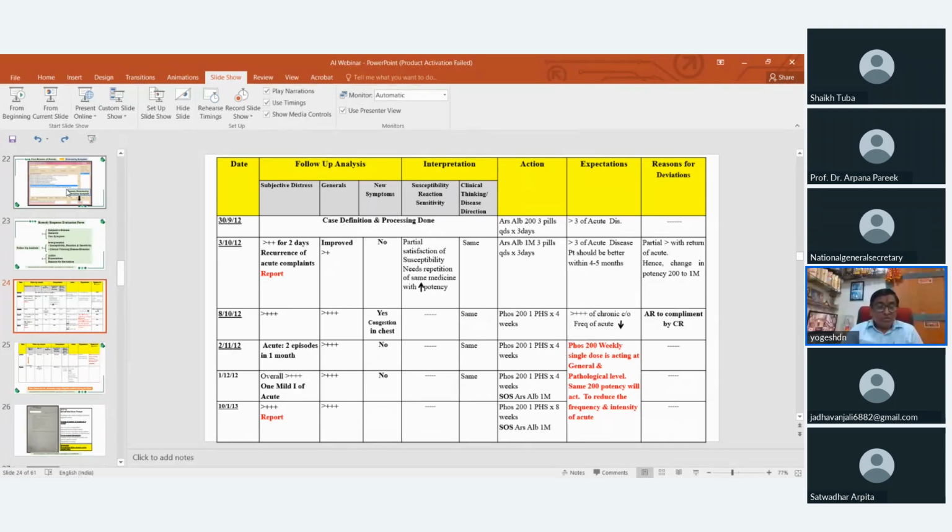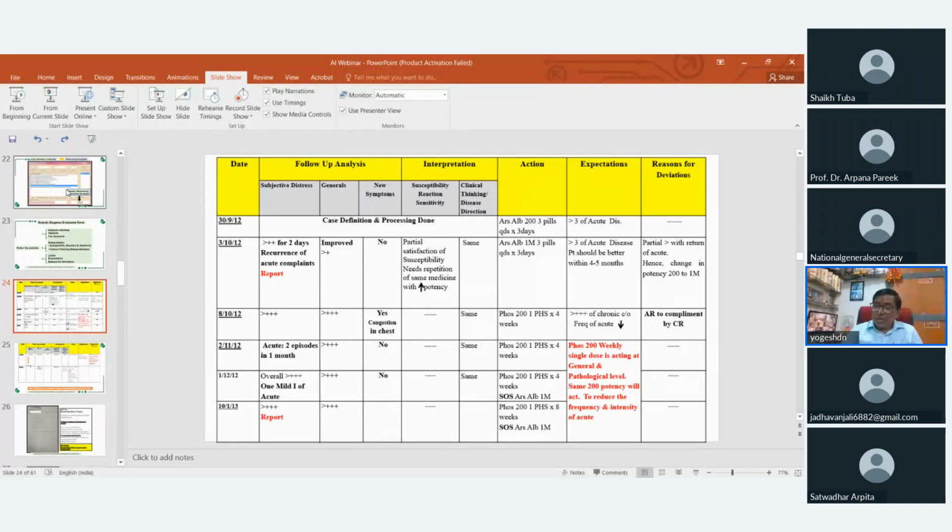So after 1 month, one mild intensity of acute was there. Overall, she is much better. Again, same pattern had given, and I had given Arsalb 1M as a stock medicine as the acutes were coming, even if they were of mild intensity, but patient should not suffer. So she should not suffer, so I had given that. And again, there was no acute in another month. Patient was better. I repeated the same medicine.